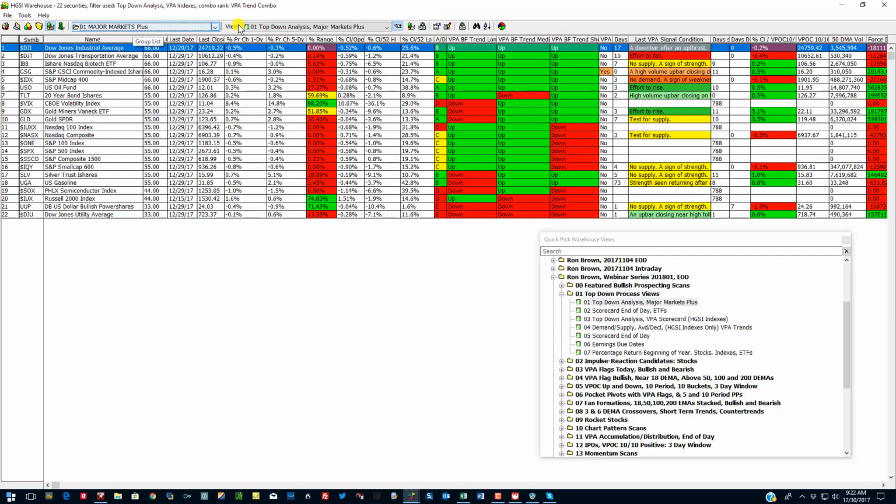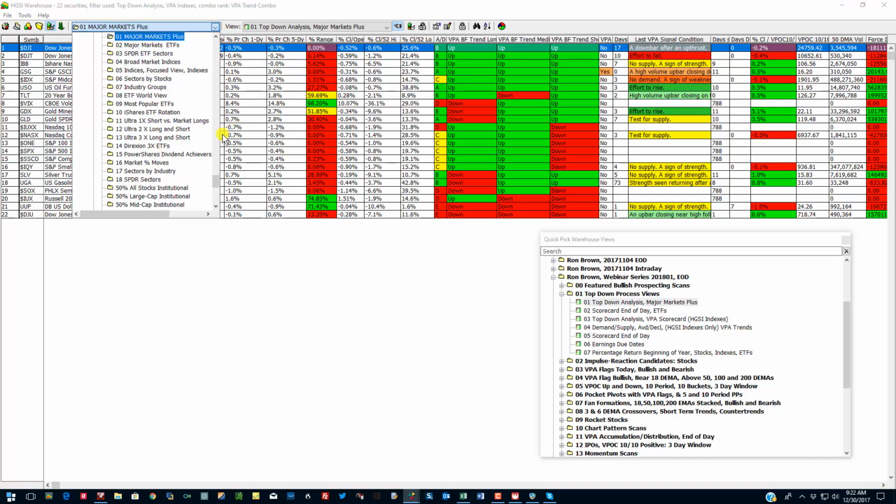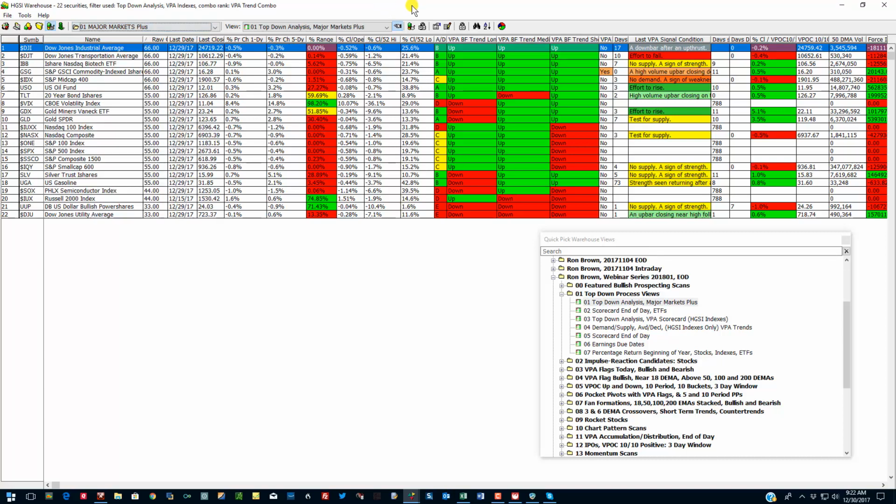Now, I'm using the Major Markets Plus folder. What I use for my top-down analysis are the Woodward and Brown or the W&B user groups, which I put together many years ago, and they have worked very well for market analysis, so I continue to use them. Now, these are just all indexes in this instance that are available in HGSI, and I call this Major Markets Plus because I took the major markets and then I added some ETFs to this folder just to give me a more rounded view of what's going on in the market.